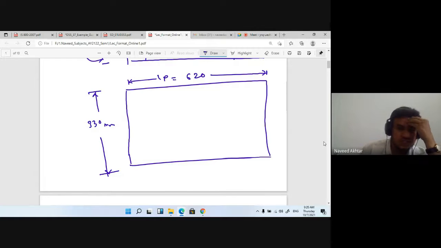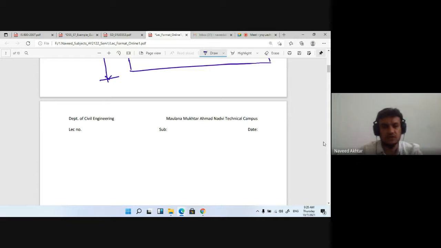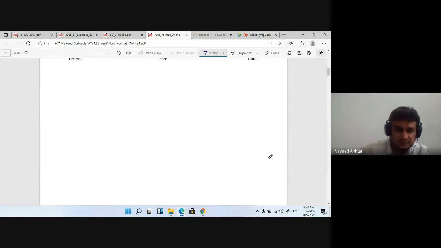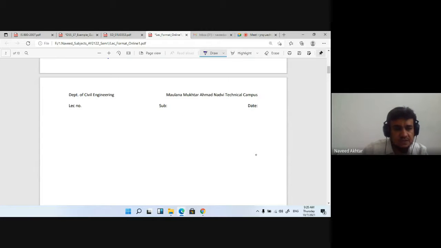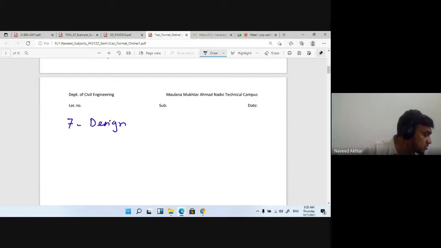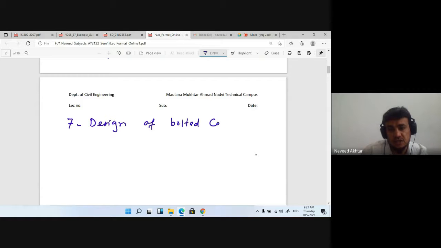Okay, now step number 7, you have to design the bolted connection. Because the bolted connection is given, step number 7 is design, 7 or 8, whatever it may be, you can write down. Design of bolted connection, because bolted connection is given, and size of bolt D is given, 24 mm.